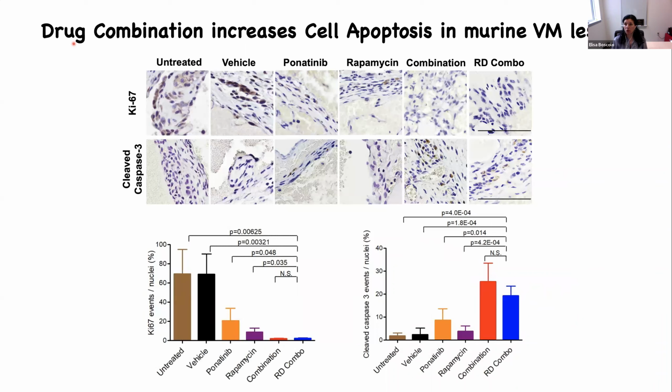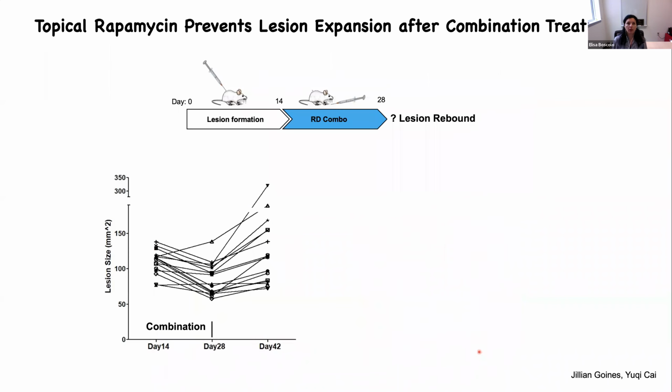What is the drug combination doing? We have looked at proliferation with Ki67 and at apoptosis with the cleaved caspase marker. What happens is that proliferation is decreased in the combination or reduced dose combination, and the apoptosis is increased. Again, it's quantified: decreased proliferation, increased apoptosis.